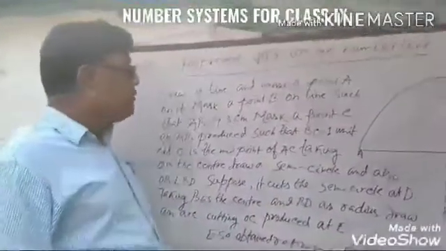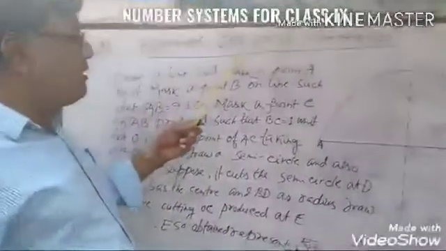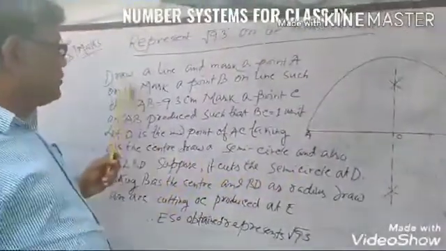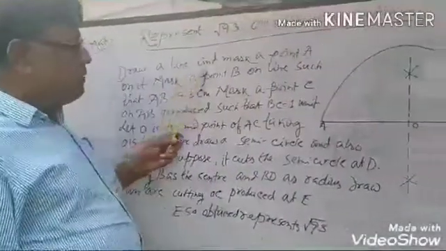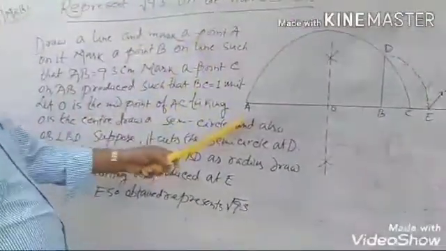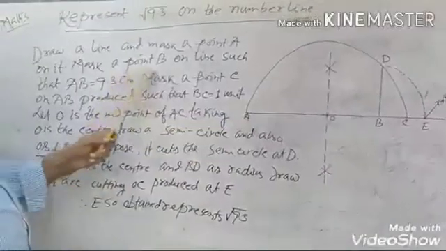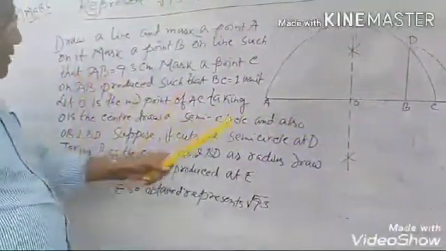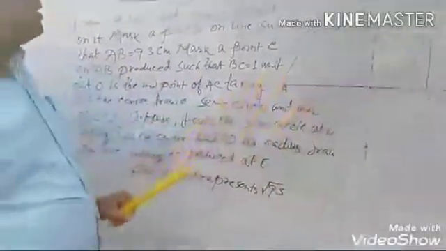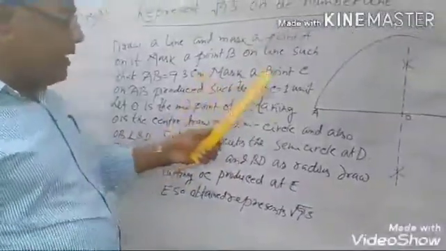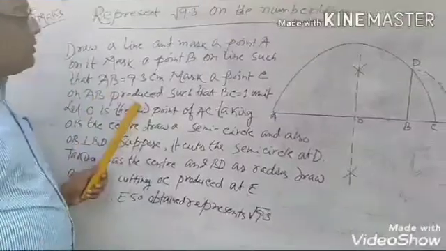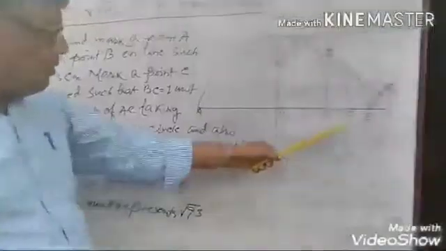Today I am going to represent under root of 9.3 on the number line. At first we draw a line and mark a point A on it and mark a point B on the line also, such that AB equals 9.3 centimeter, and mark a point C on AB produced such that BC equals 1 unit.